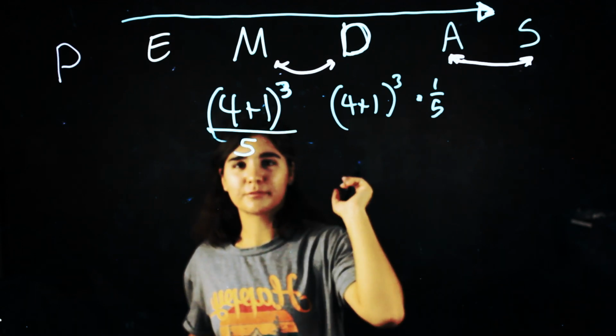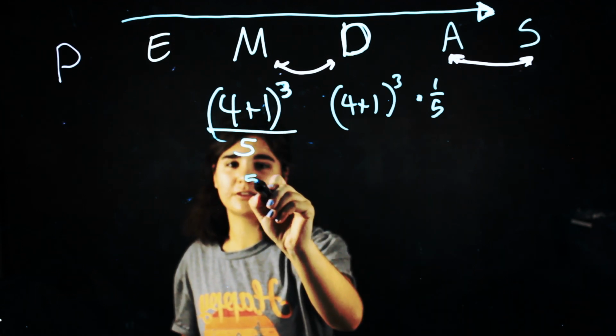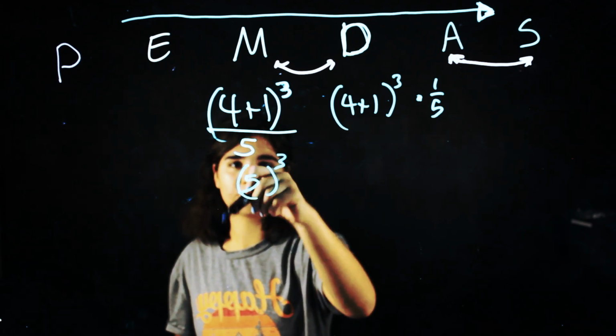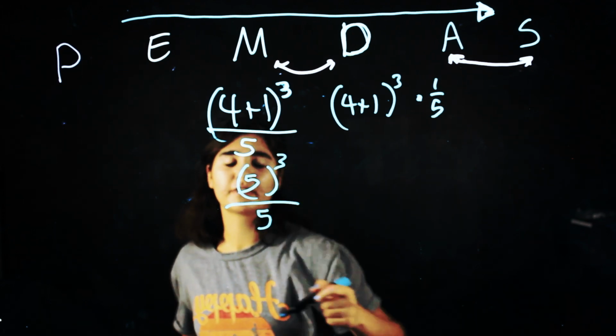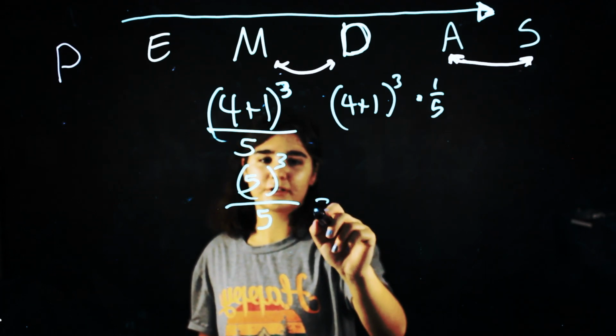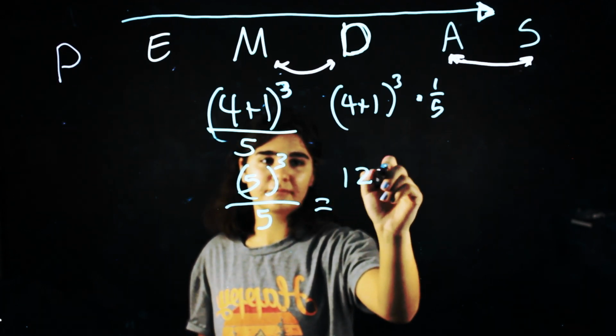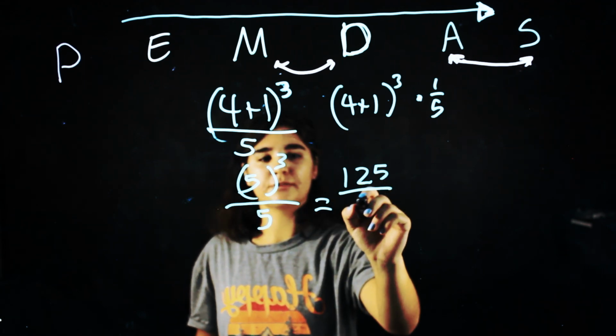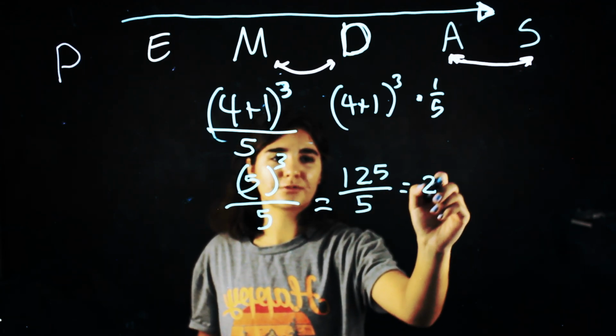So, parentheses, it's going to be a 5 in there. Keep it to the third power over 5. And 5 to the third power is going to be 125. And then we're going to divide that by 5, and we're going to get 25.